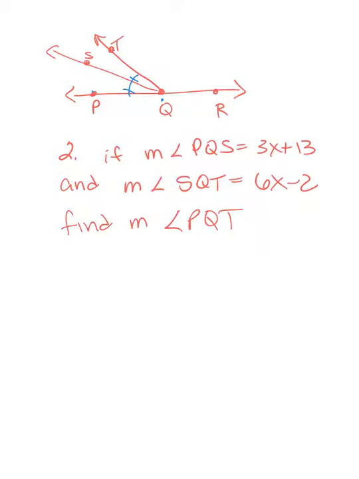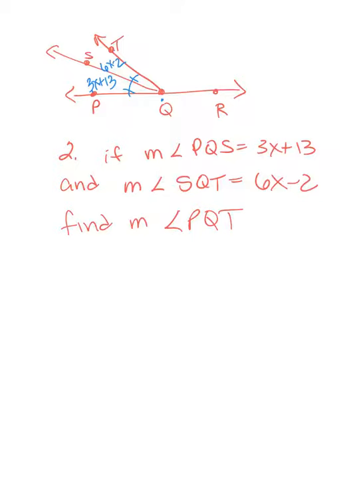Measurement of PQS. Start at P, go to Q, and go to S. And it's this little guy right here. It's 3x plus 13. And then measurement of SQT. Go from S to Q to T. And it's 6x minus 2. Does anybody see that? Well, what do we know about those two angles? They're split in half, so what do we know about them? What do we know about them if that big angle is split in half? They're equal to each other.